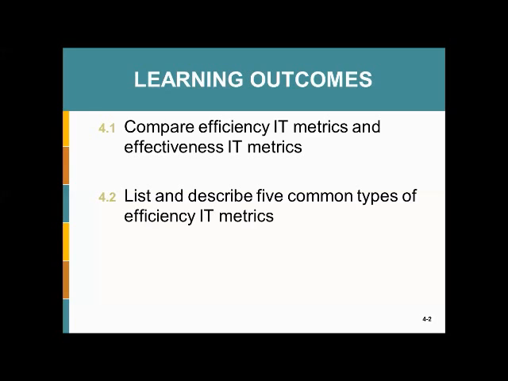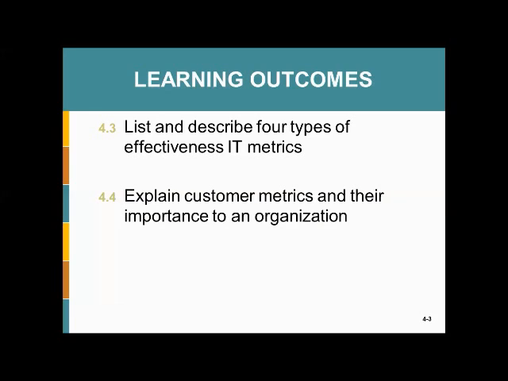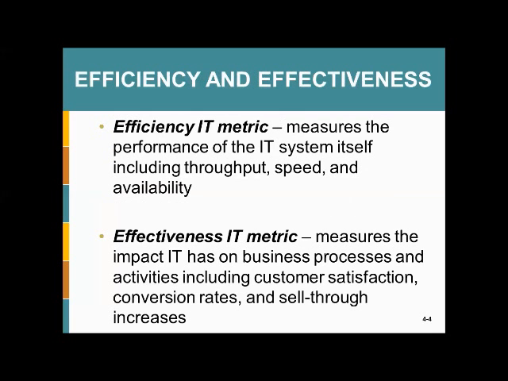Then we'll get into some specific examples of each of these, efficiency and effectiveness, within specific domains. Some of the systems we've already talked about from last week, including customer relationship management systems, enterprise resource planning systems, supply chain. We'll talk about how you measure whether or not those systems are performing as they should. So we'll look at specific effectiveness metrics, specific efficiency IT metrics, and explain their importance along the way.